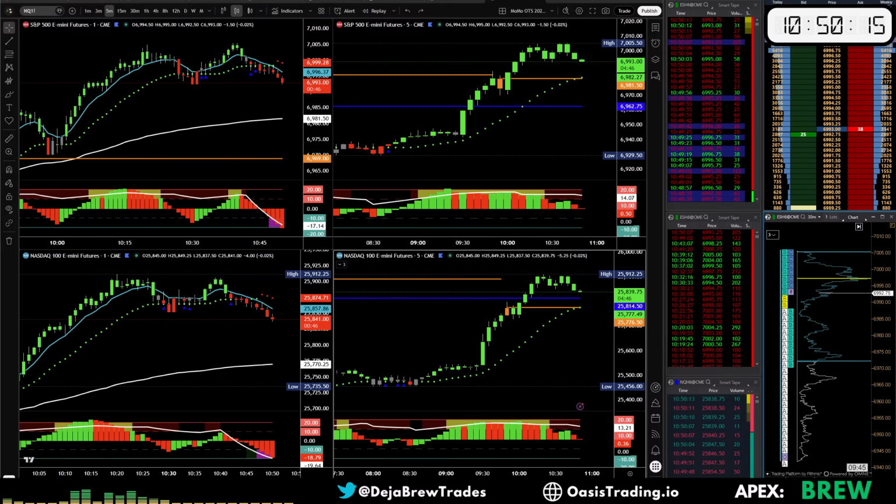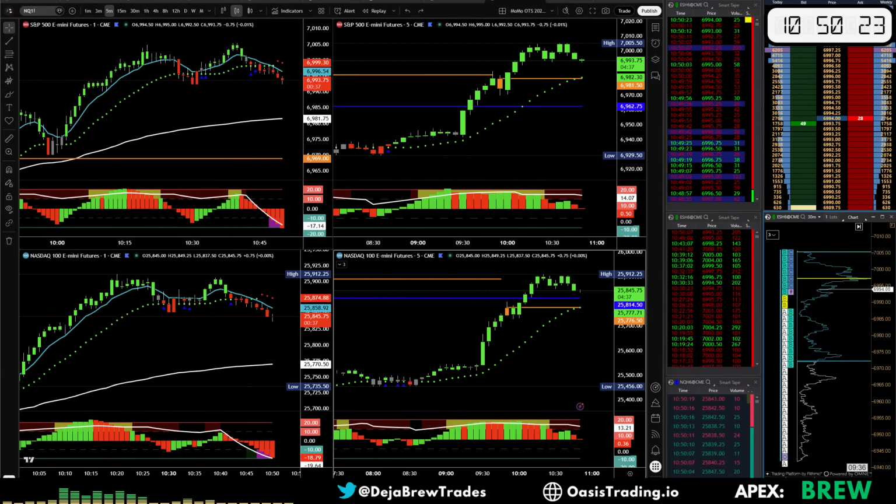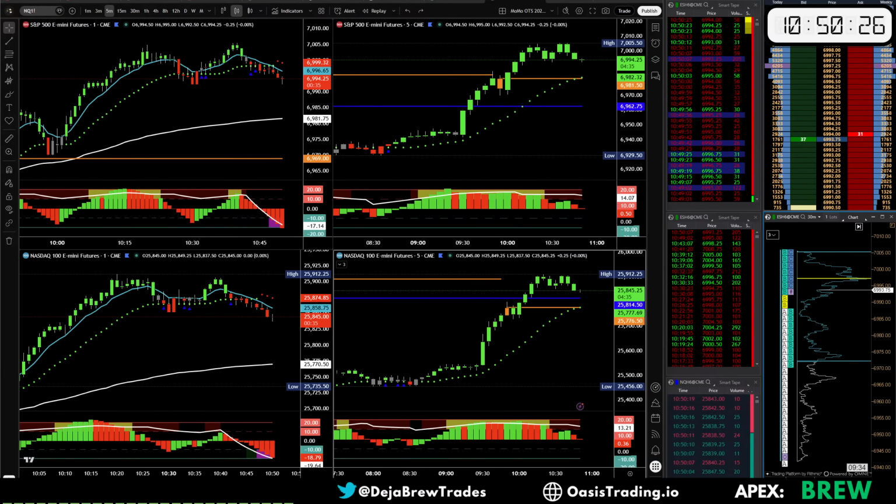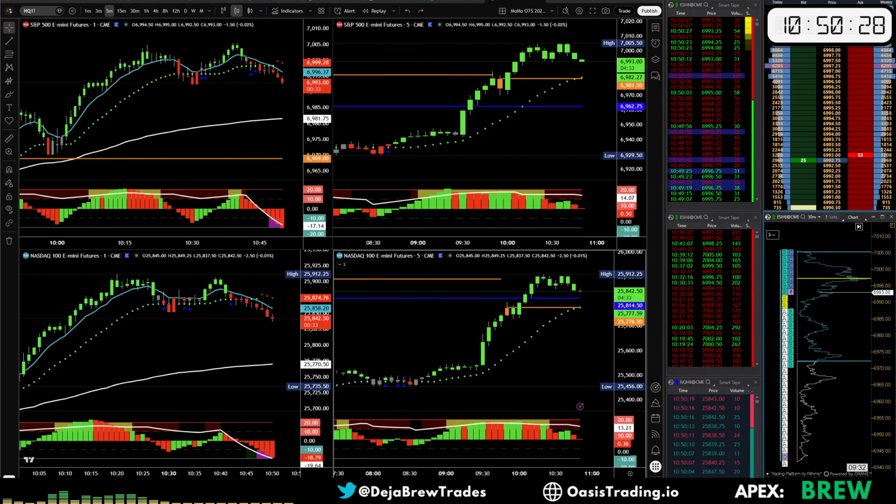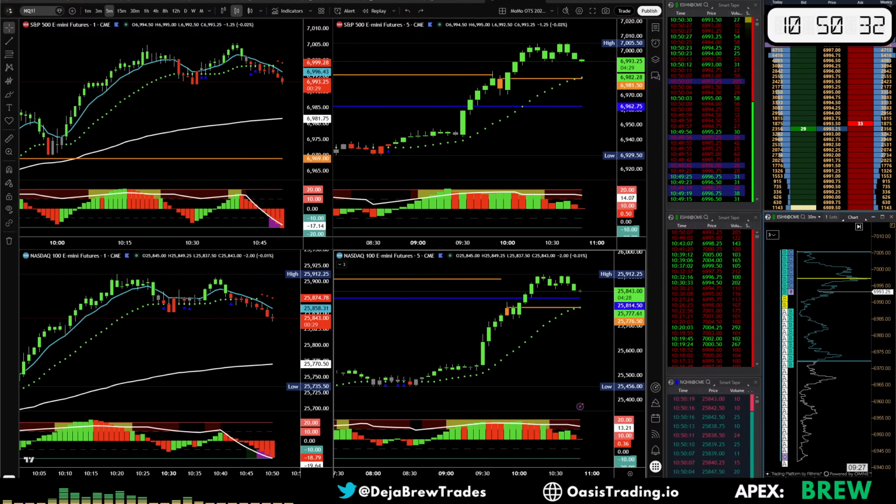Possibly filling in those single prints, and then below that you could look for VWAP if it continues. This is basically the same pattern we saw earlier today on the 1 minute with the bear div. You have a little bit of a bear div on the 5 minute now. Momentum starting to come down pretty rapidly.